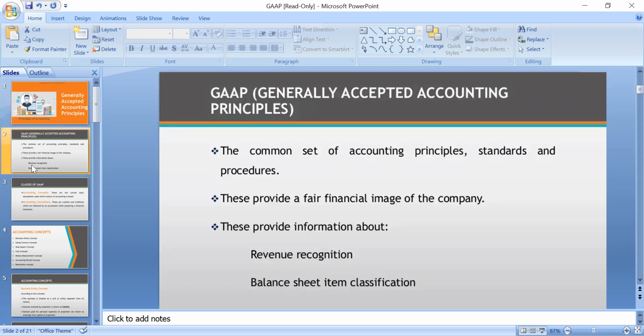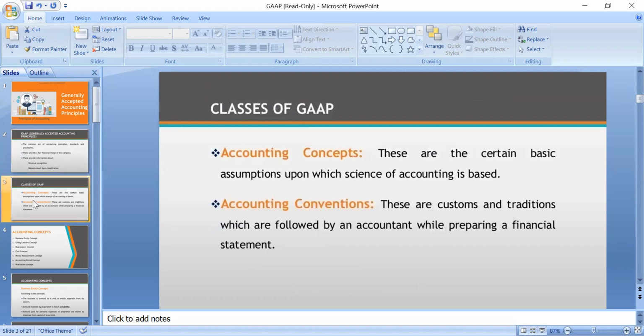Generally accepted accounting principles: the common set of accounting principles, standards, and procedures. These provide a fair market image of a company. These provide information about revenue recognition and balance sheet item classification. When we are talking about accounting principles, which is generally known as GAAP, generally accepted accounting principles, these are divided into two classes. You can say there are two types of generally accepted accounting principles: accounting concepts and accounting conventions. First of all, we will discuss accounting concepts, and you know what the meaning of concept is.